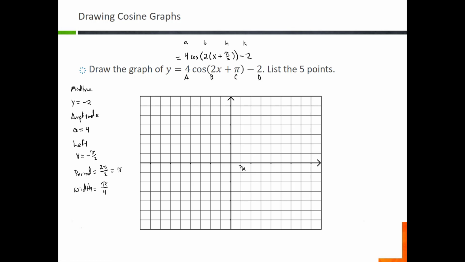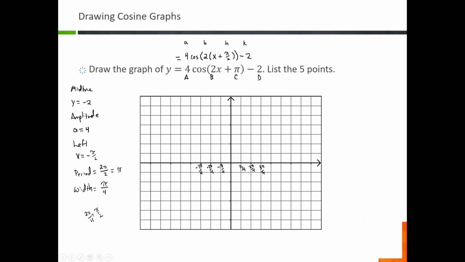So 1 pi over 4, 2 pi over 4, 3 pi over 4, and we could keep going. And we can also go in the negative direction, so we'd have a negative pi over 4, and then negative 2 pi over 4, negative 3 pi over 4, and we could keep going. Now, one thing to pay attention to, 2 pi over 4 is the same thing as pi over 2. So make sure you understand that fraction there.